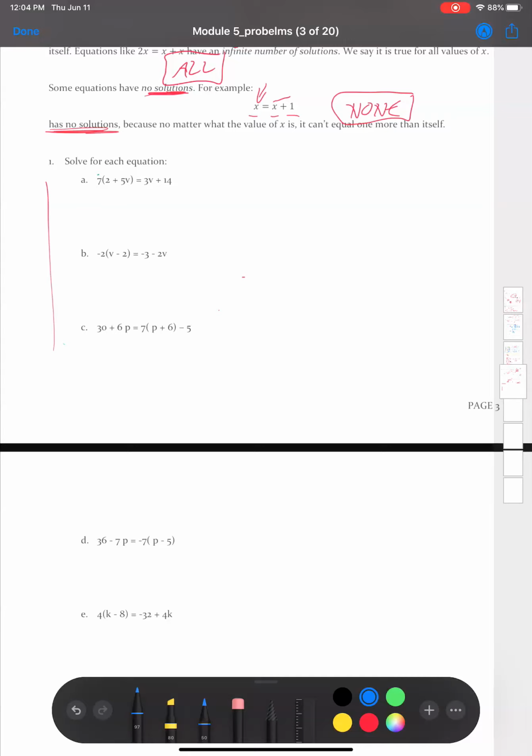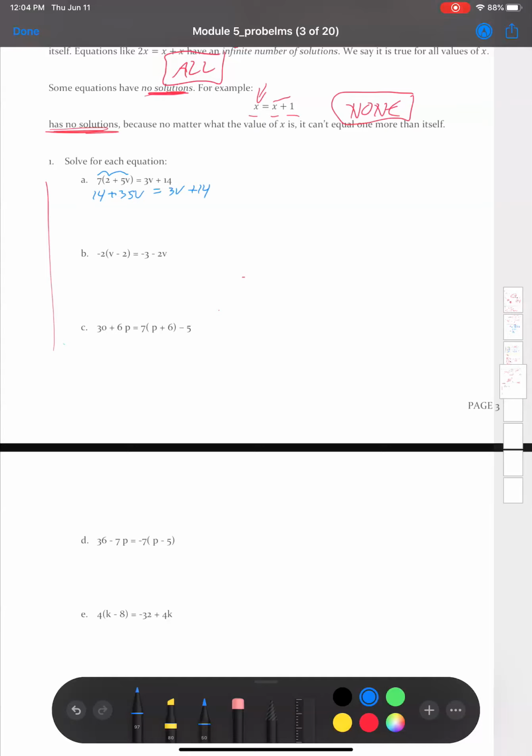I'm going to multiply this through. So 7 times 2 is 14, and 7 times 5 is 35. So on the left-hand side of the equation, we have 14 plus 35v equals 3v plus 14. I want to get the v, or the variable, by itself. So I am going to subtract 14 from both sides.